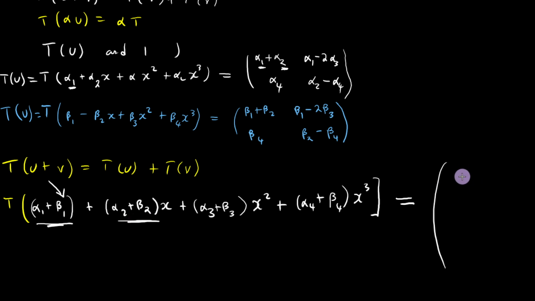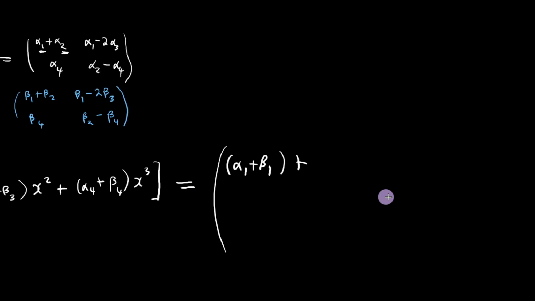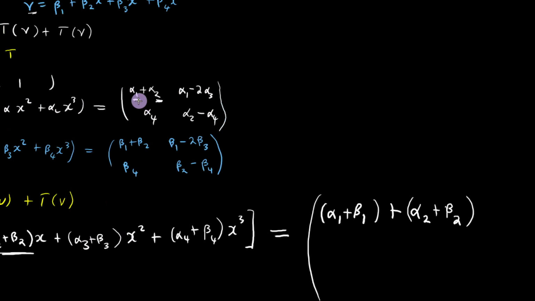So it would be alpha 1 plus beta 1 plus the coefficient of x, which is alpha 2 plus beta 2. Okay, so that will be the first entry here.